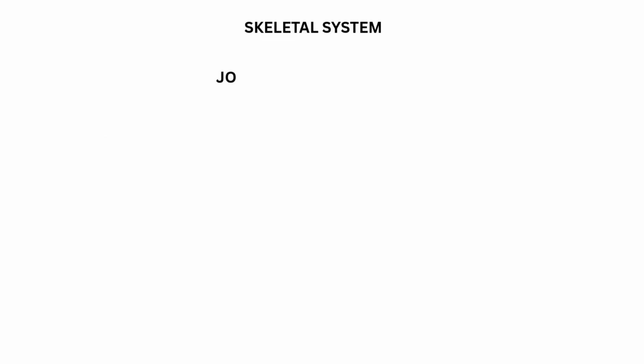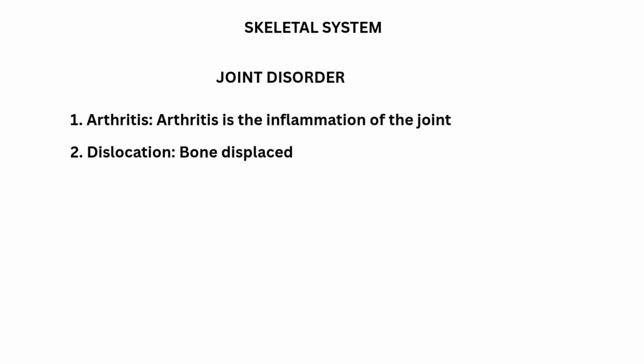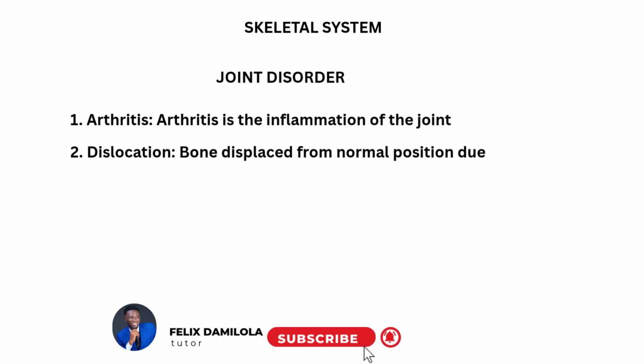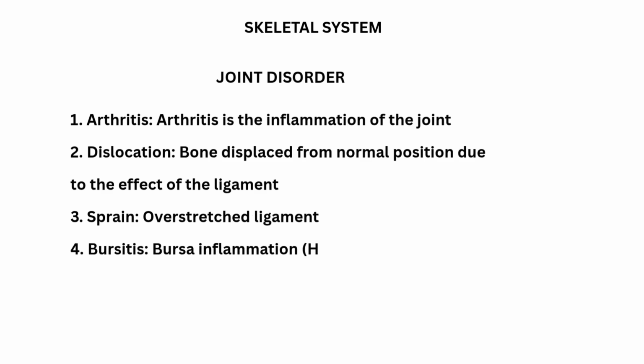6. Ellipsoidal joint. Joint disorders. 1. Arthritis. Arthritis is the inflammation of the joint. 2. Dislocation. Bone displaced from its normal position due to the effect of the ligament. 3. Sprain, overstretched ligament. 4. Bursitis, bursa inflammation, housemaid's knee.